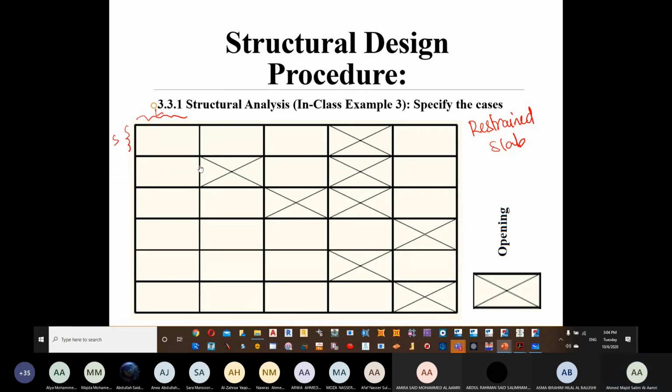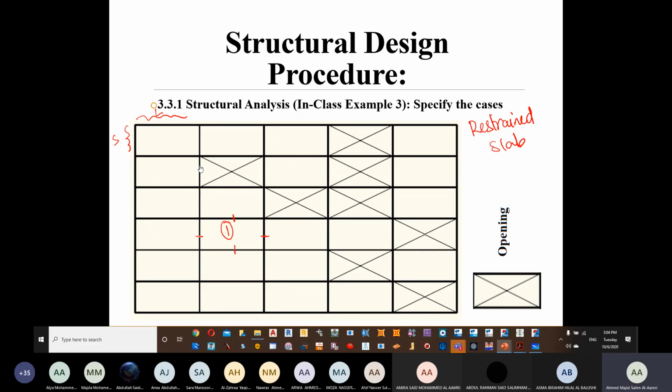Okay, very good. Now, for example, if we take this slab, we have slabs here, here, here, here. Do you have slabs from all sides? Can I call it an interior slab?